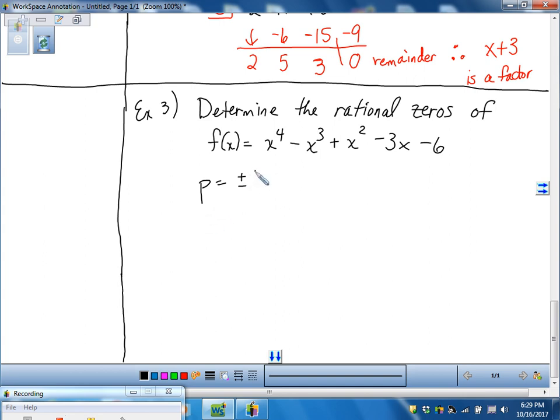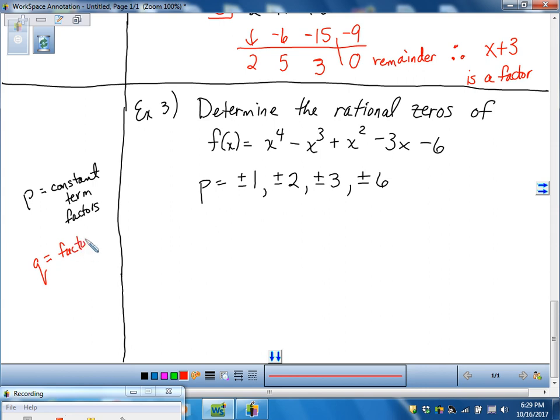So I have positive or negative 1, which will go into negative 6. Positive or negative 2, positive or negative 3, and positive or negative 6. After I figure out the factors for the constant term, remember P is the constant term, factors, Q is the factors of the lead coefficient.